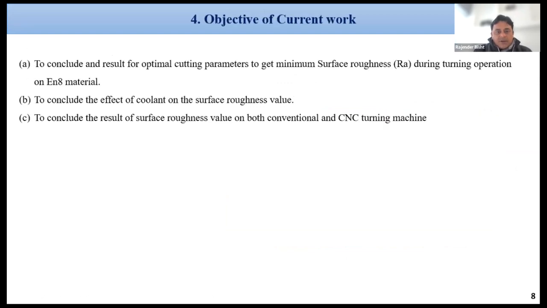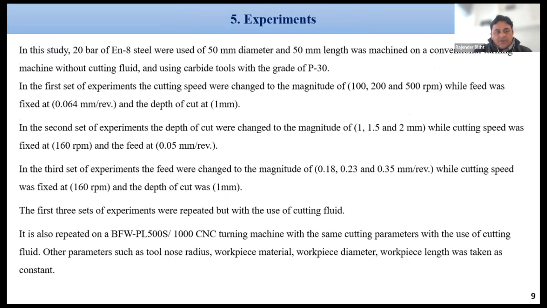My objective in the current work is to find the optimal cutting parameters to get minimum surface roughness, to conclude the effect of coolant on the surface roughness value, and to compare surface roughness on conventional and CNC machines. In this experiment, I have taken 20 bars of EN8 material with diameter and length of 50 mm. In the first experiment, I changed the cutting speed while feed and depth of cut were kept the same. In the second set, I changed the depth of cut while cutting speed and feed were kept the same.